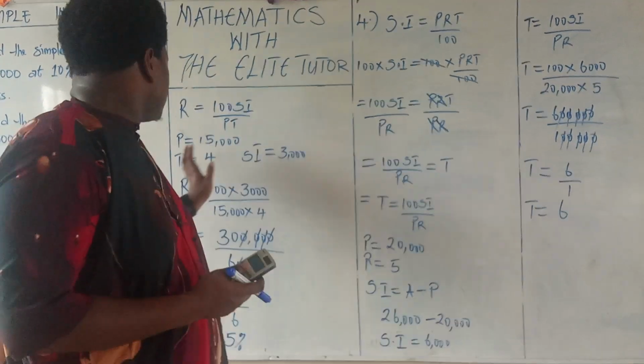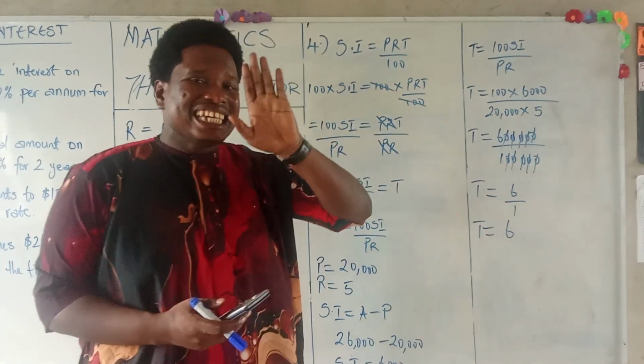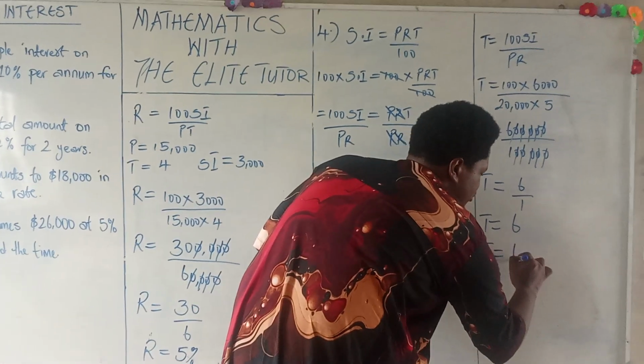But based on the unit of measurement of our time here, we have to add the unit, which is in years. So our final answer will be time is equal to 6 years.